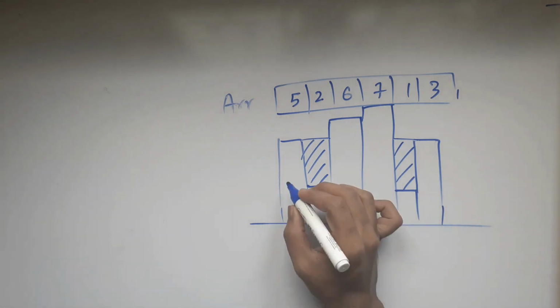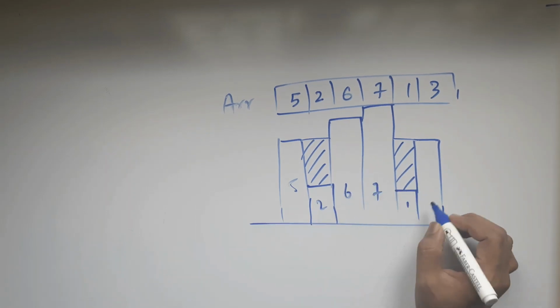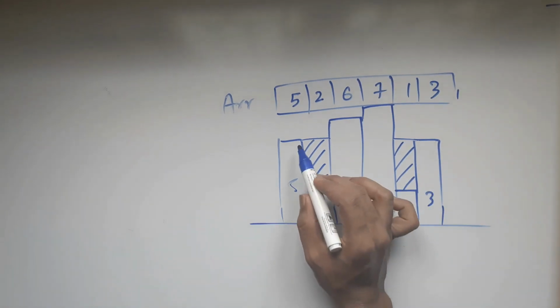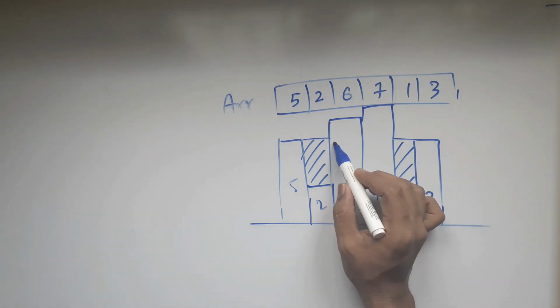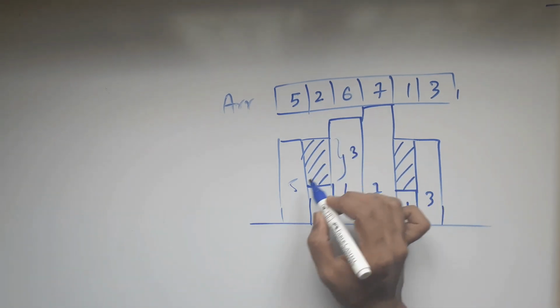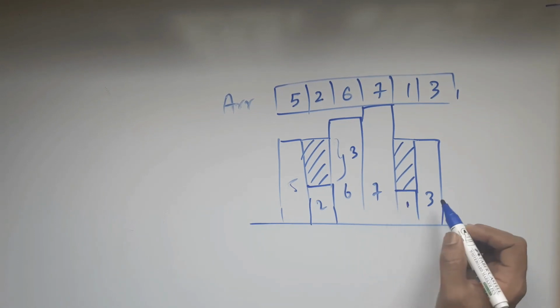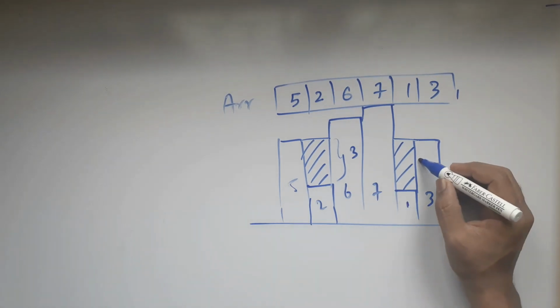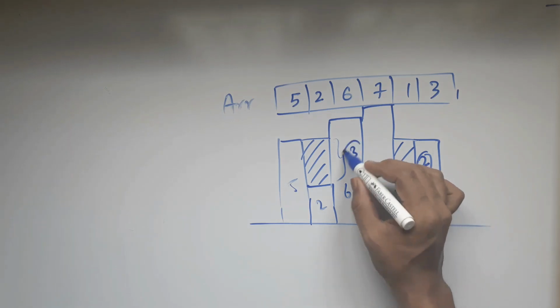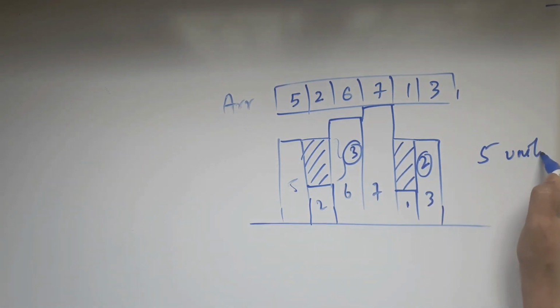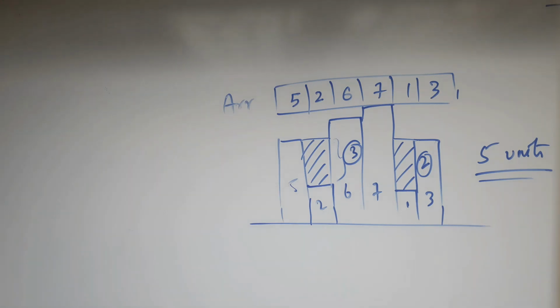So in this case, this is 5, this is 2 and 6 and 7, 1, 3. So 5 and 6. How many units can be stored in this particular area? It is 3. So 5 minus 2, it is 3. In this case, it is 3 minus 1. We can store 2 units. So essentially 3 plus 2 can store 5 units. So we have to write a code that will give us this result. That is, how many units of rainwater in this context we can store in between these given values.